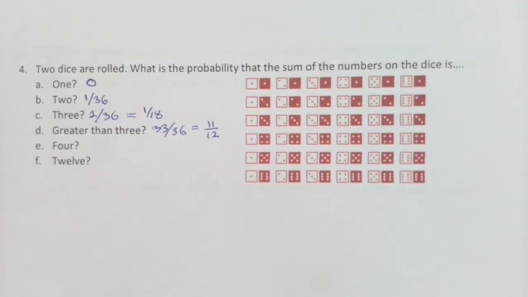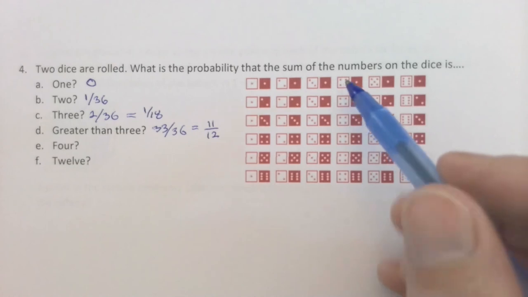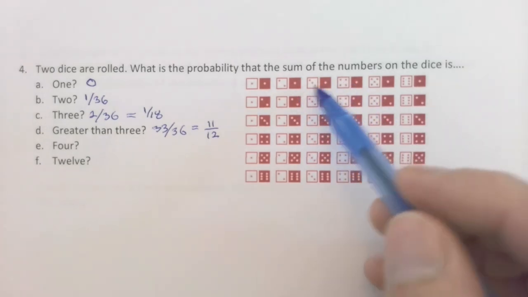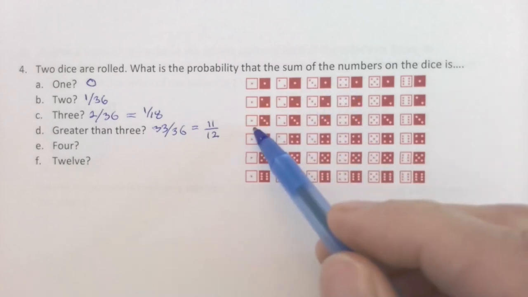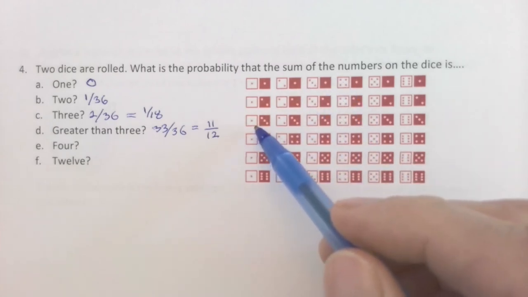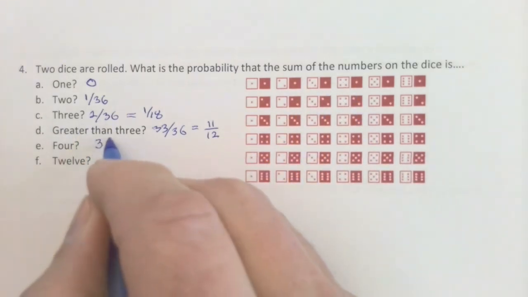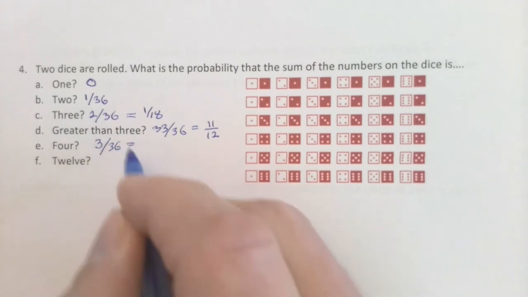Okay, what's the probability that the numbers on the dice add up to 4? You'll usually find the answers you're looking for in a diagonal like this. See, these add up to 4. 1 plus 3, 2 plus 2, and 3 plus 1 adds up to 4. And those are the only possibilities. So it turns out 3 out of 36, or 1/12.